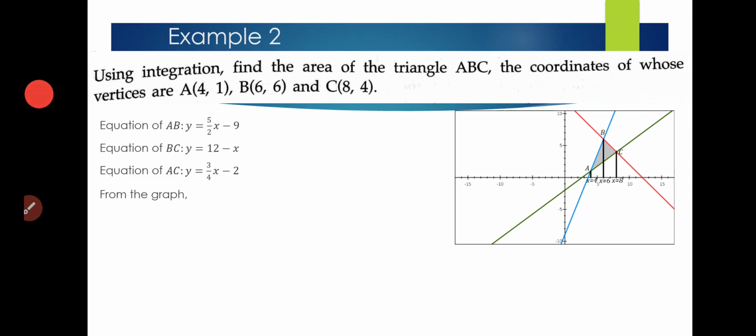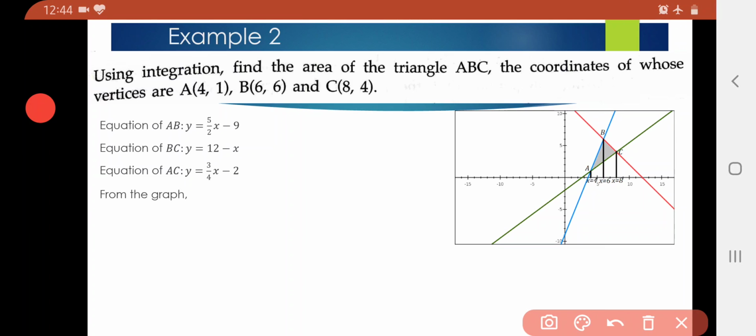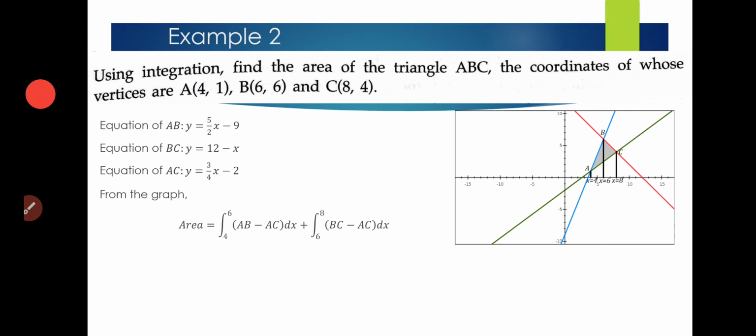I am so sorry. So I am going to integrate AB minus AC from 4 to 6, and from 6 to 8 I am going to integrate BC minus AC, because BC is above AC, and similarly AB is above AC. So therefore this is basically the integration that we have.